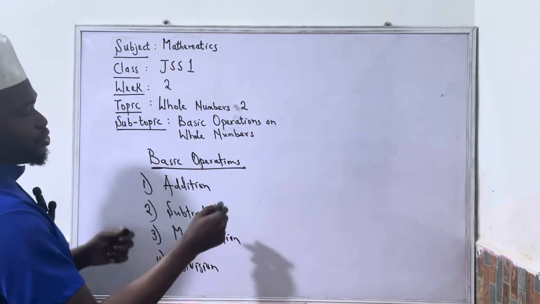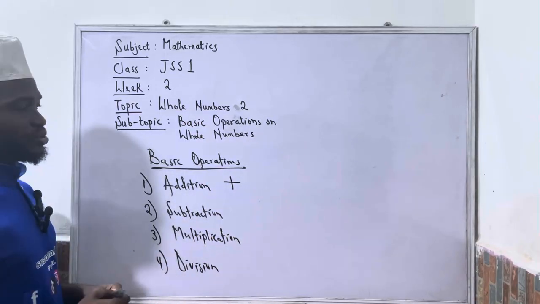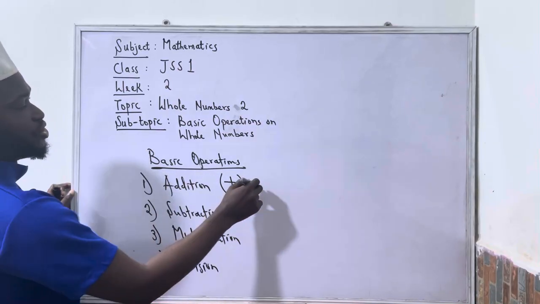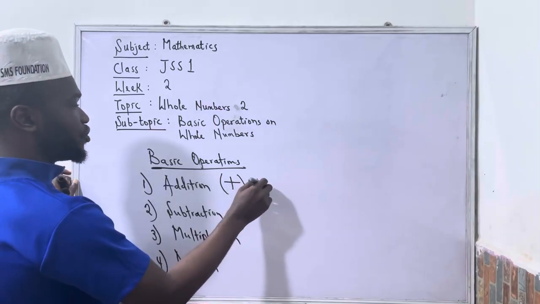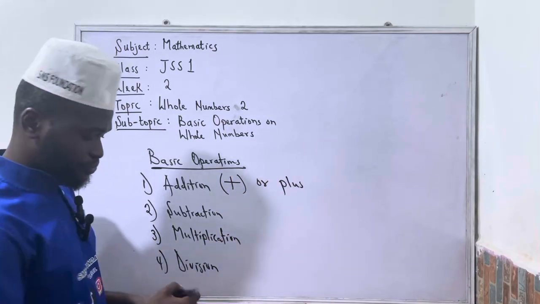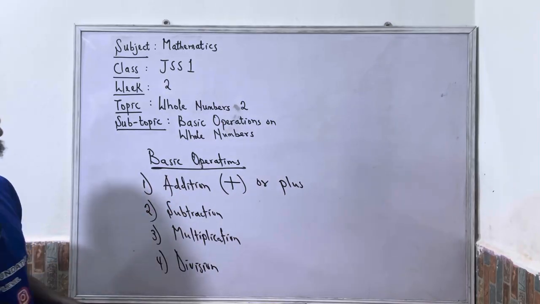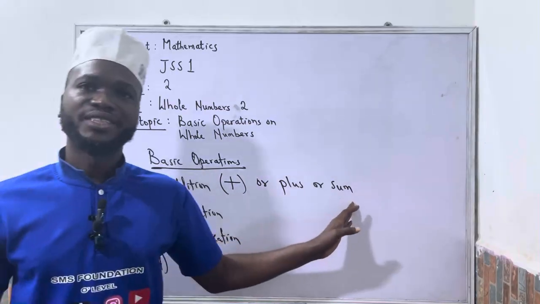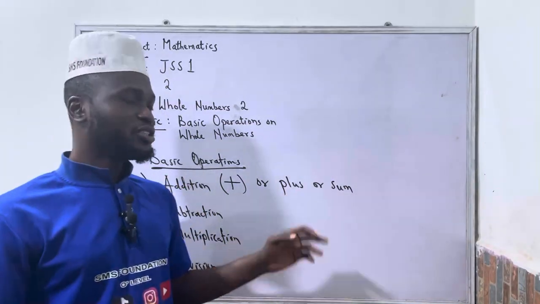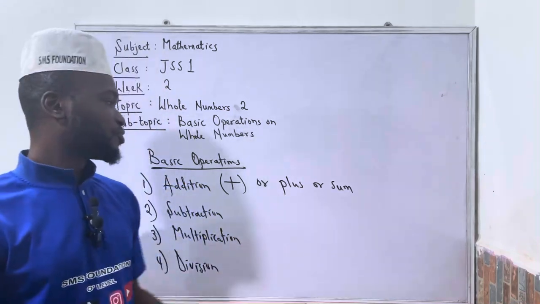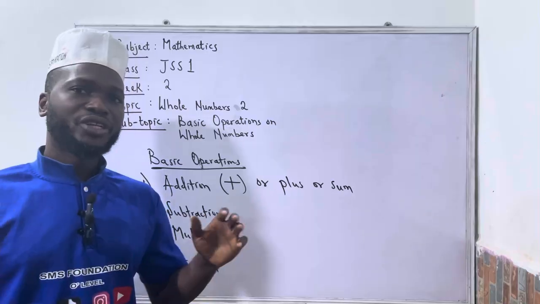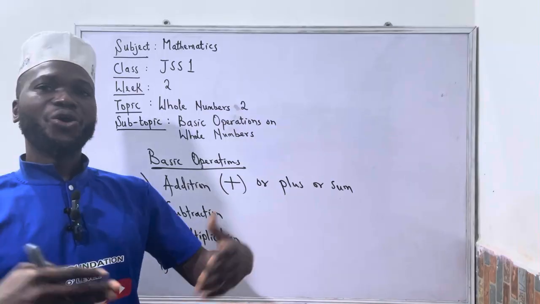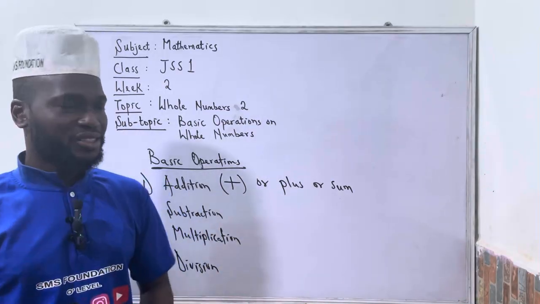For addition, we use this symbol, plus. Another way of saying addition is to use the word plus. Also, another way of saying the word addition is to use the word sum. So when you are dealing with addition, you'll be hearing the word plus, you'll be hearing the word sum. They all mean the same thing. Or they will say total, take the total of this, or all together. So we have different words for addition.